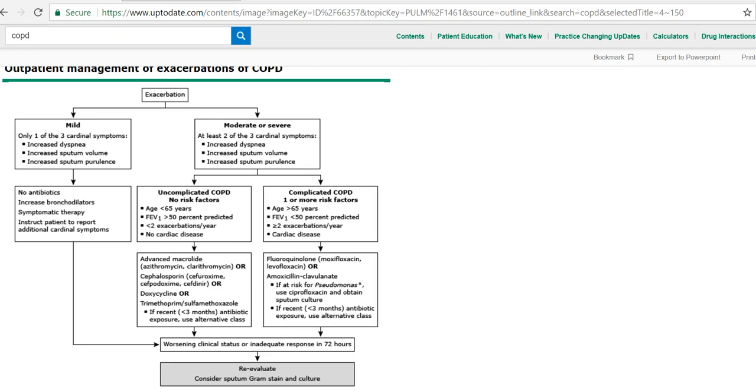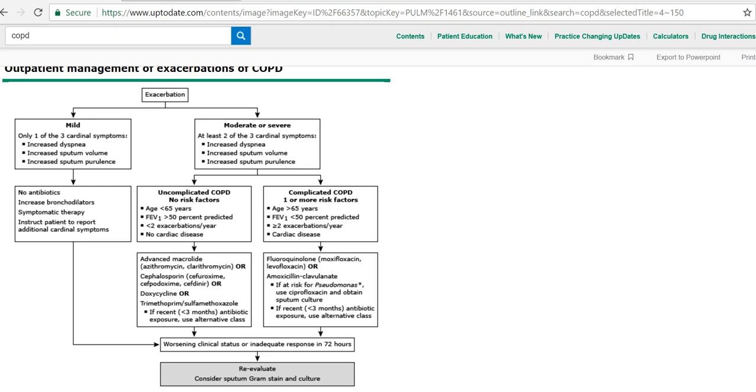If you think someone has Pseudomonas, that's going to be someone who basically has advanced interstitial lung disease with COPD. Then you can consider just plain Cipro. Make sure you get a sputum culture.